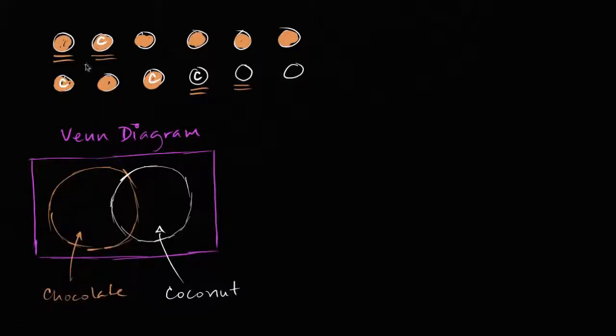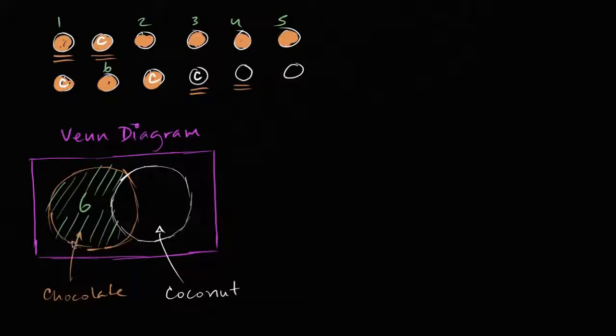So how many of these things have chocolate but no coconut? Let's see, we have 1, 2, 3, 4, 5, 6 have chocolate but no coconut. So that's going to be, actually let me do that in a different color because I think the colors are important. So let me do it in green. So 1, 2, 3, 4, 5, and 6. So this section right over here is 6. And once again, I'm not talking about the whole brown thing. I'm talking about just this area that I've shaded in green.